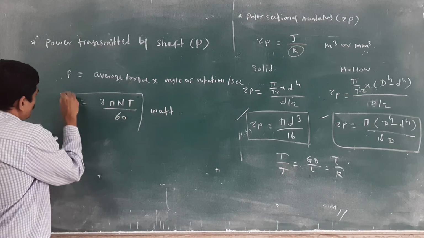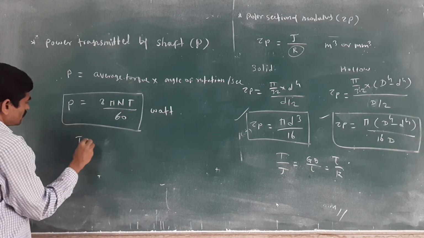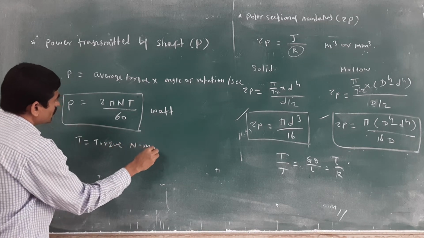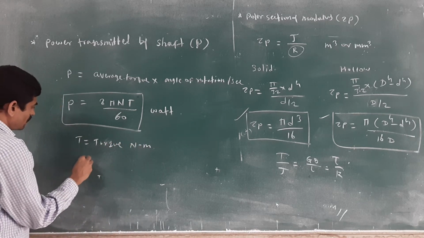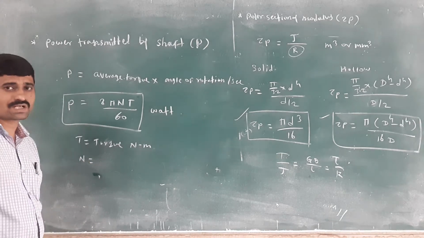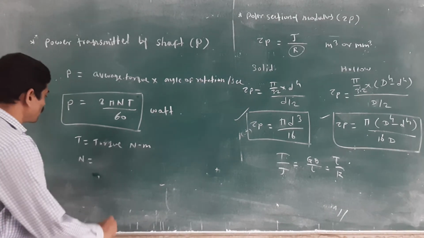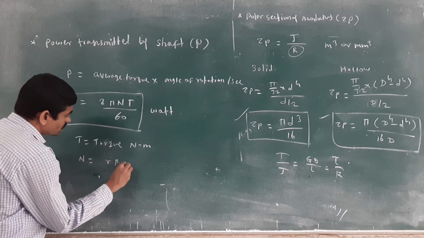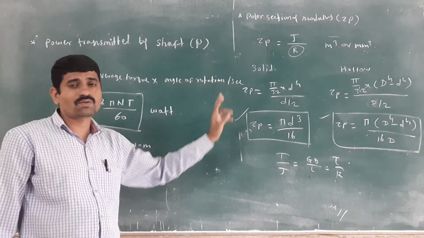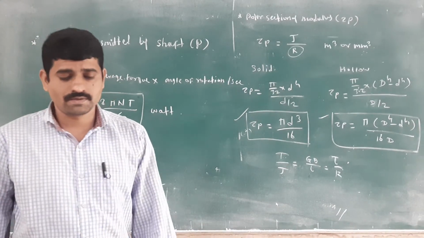What is the T? T is the torque. Torque you will get in Newton meter. What is the N? This N is the rotation of the shaft. Rotation of the shaft you will get in RPM, revolution per minute. Or angle of rotation you can calculate per second.